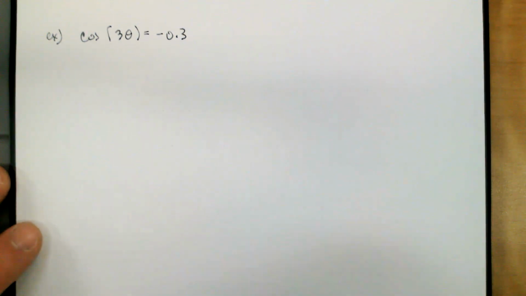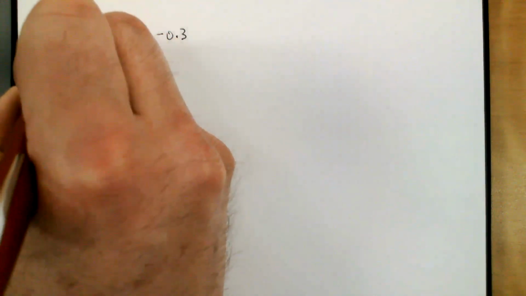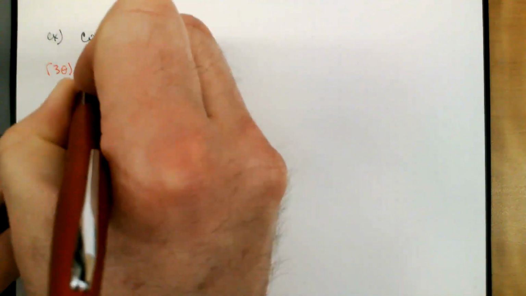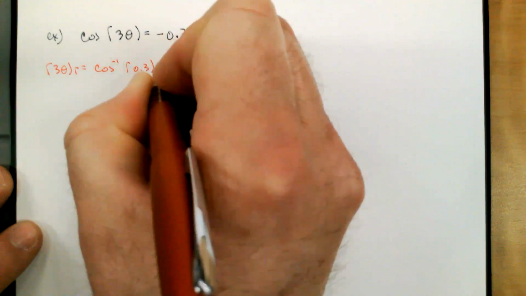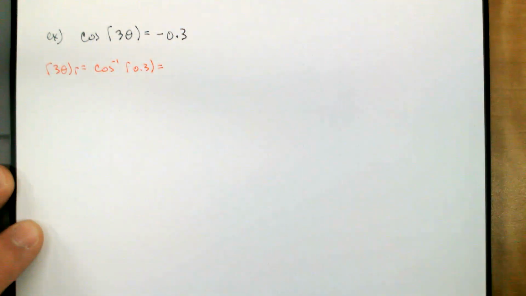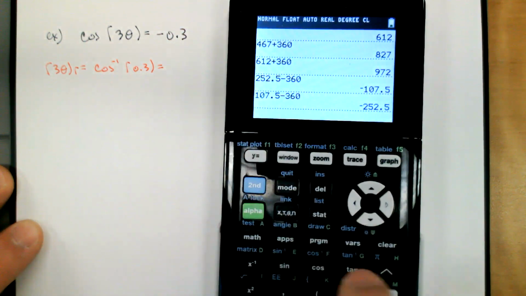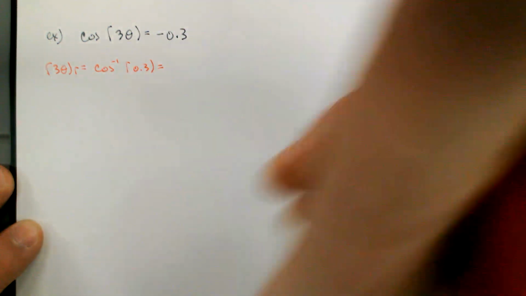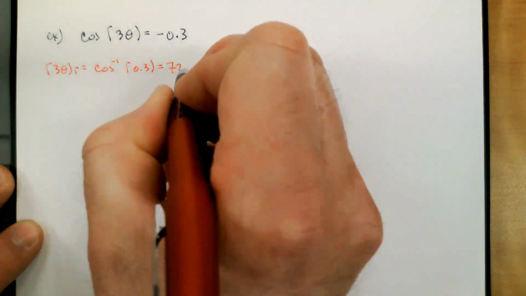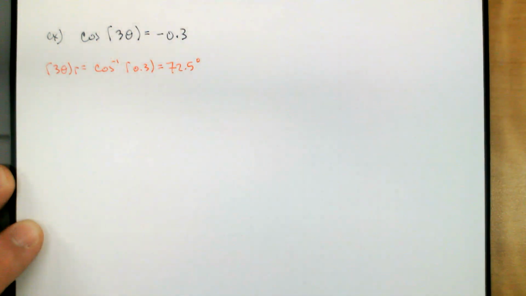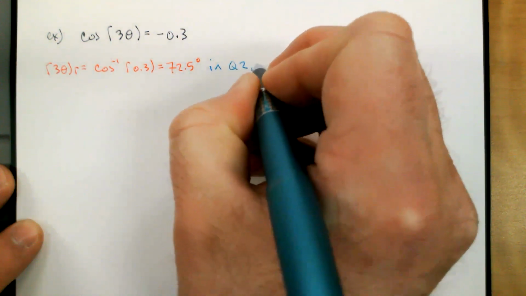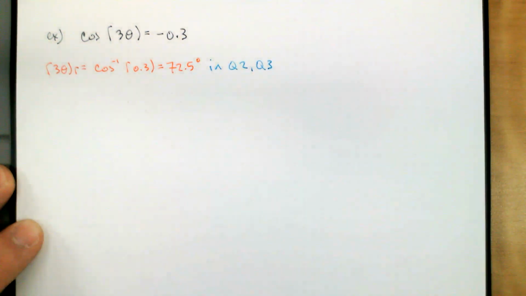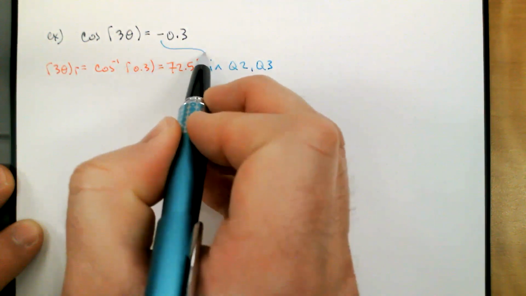So we'll get our reference angle for 3 theta, which is cosine inverse of 0.3, which is still whatever it was before, 72.5 degrees. And it's still going to go in quadrant 2 and quadrant 3 because the cosine is still negative.